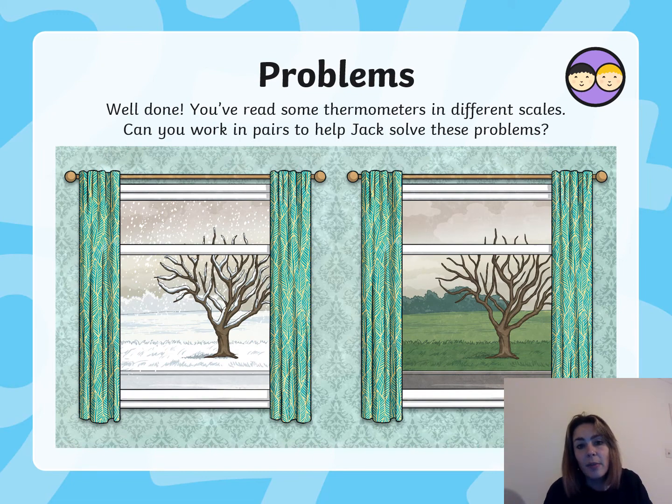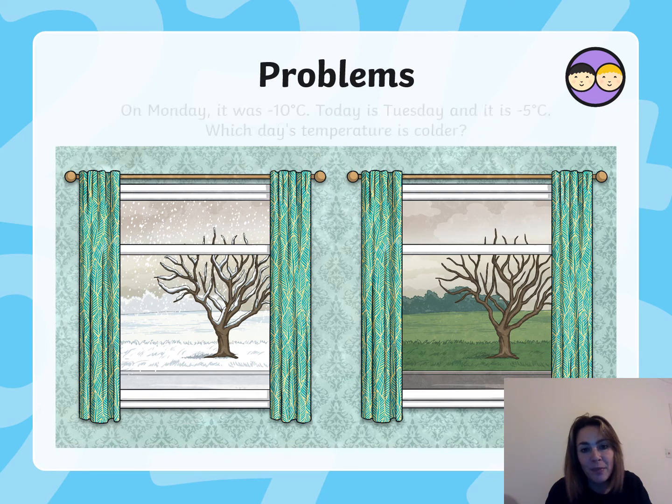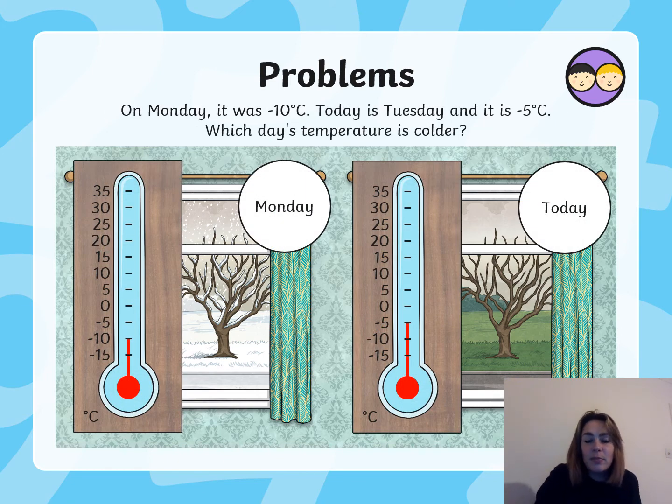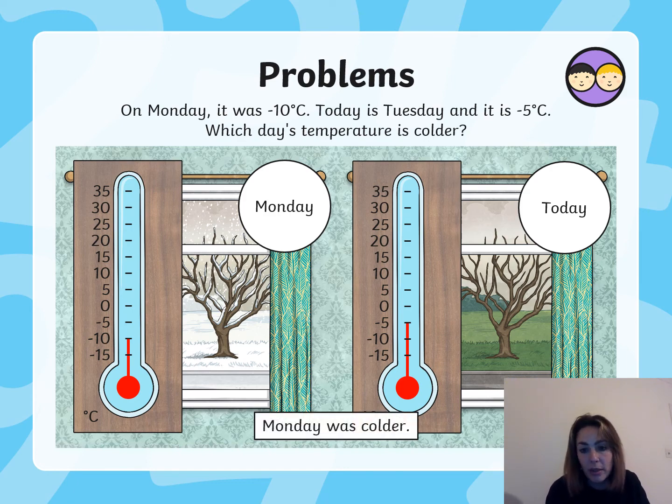So let's have a look at some thermometers and different scales, and we will work to solve these problems out. We can't be working in partners today though, because we're working from home. On Monday it was minus 10 degrees Celsius. Today is Tuesday and it's minus 5 degrees Celsius. Which day's temperature is colder? If you have a look at the thermometers, you can see that the colder temperature, the lowest number, is minus 10 degrees Celsius. So the temperature is colder on Monday.